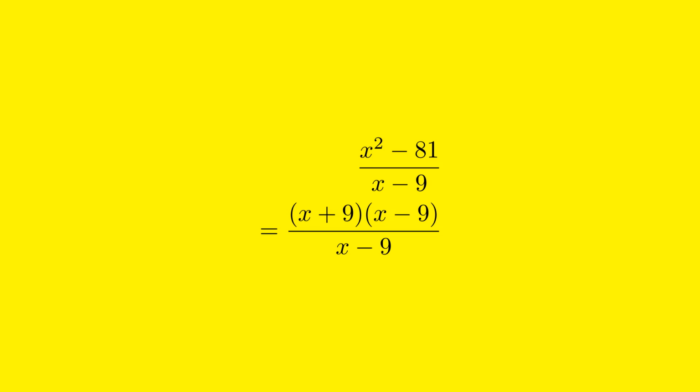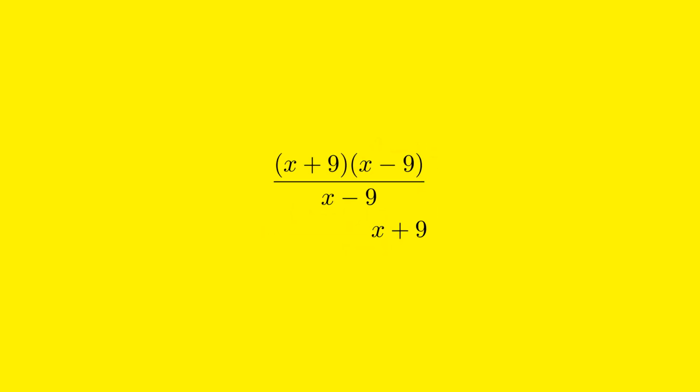Notice that x squared minus 81 is a difference of squares, which can be factored into the product of two binomials. In other words, x squared minus 81 equals (x plus 9) times (x minus 9). So, rewrite the rational expression with the factored form of the numerator over the denominator. The expression now becomes (x plus 9) times (x minus 9), all over x minus 9.